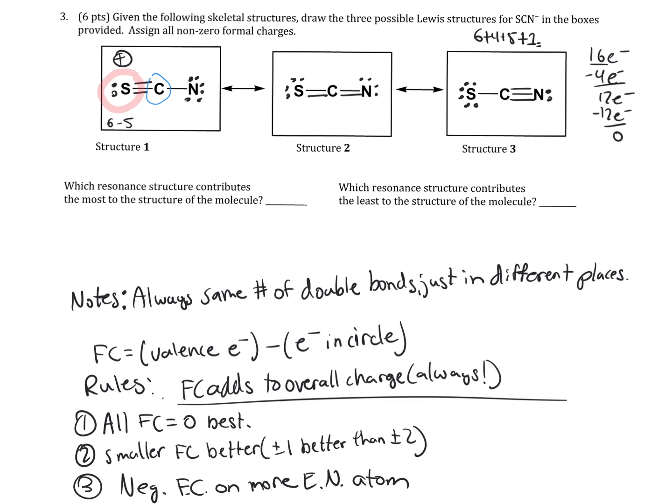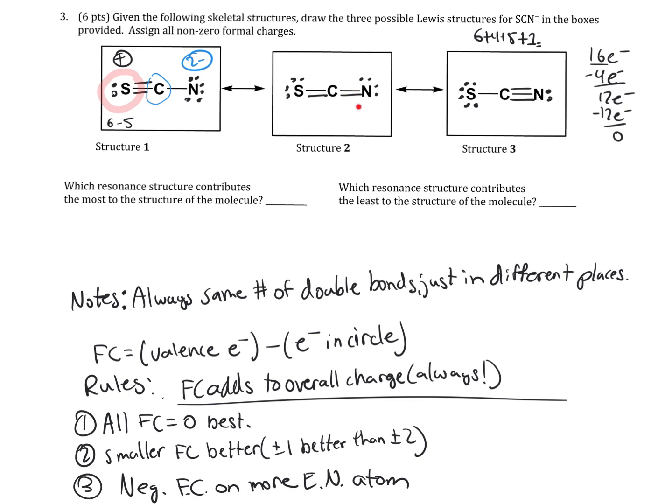And then for nitrogen, it brought 5. And if I look at this structure, it has 1, 2, 3, 4, 5, 6, and the 1 bond. So it has 7 here. So this is a 2- formal charge on nitrogen. Okay, for the other ones, sulfur here gets assigned 6 electrons, these lone pair electrons plus the 2 bonds. So that's a formal charge of 0.